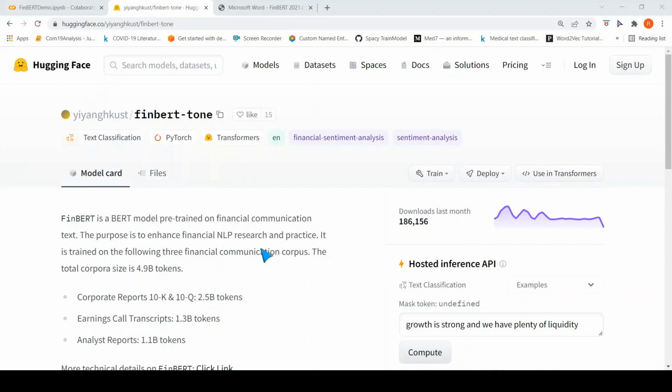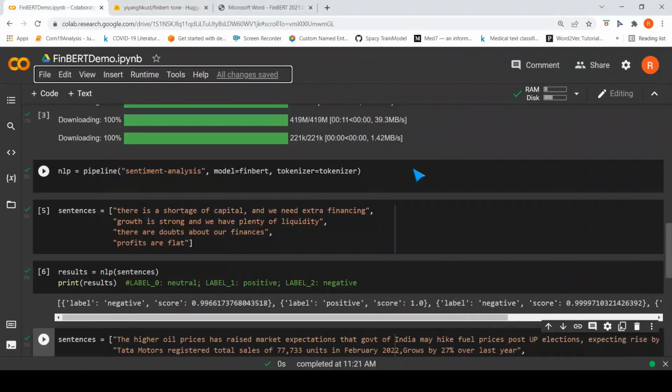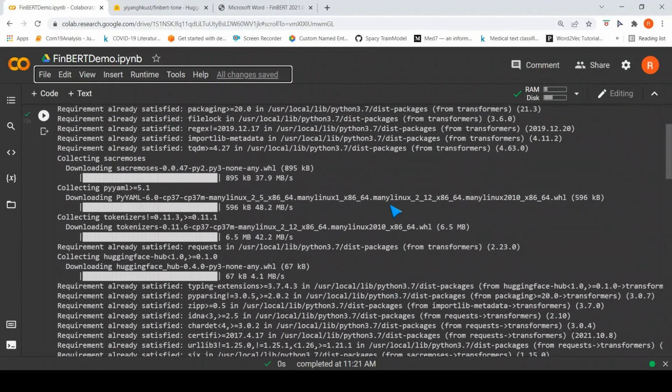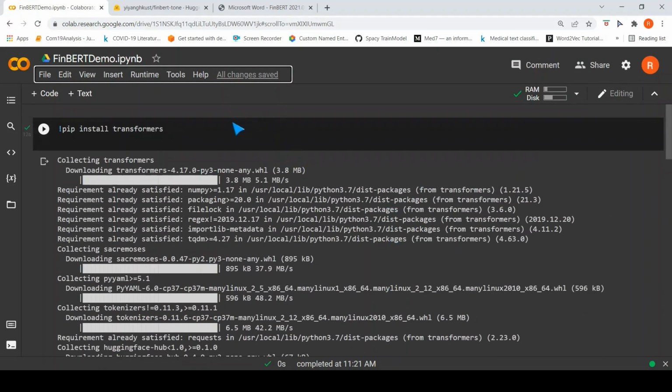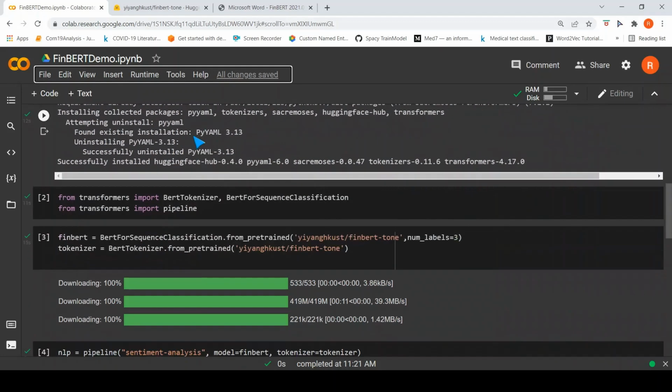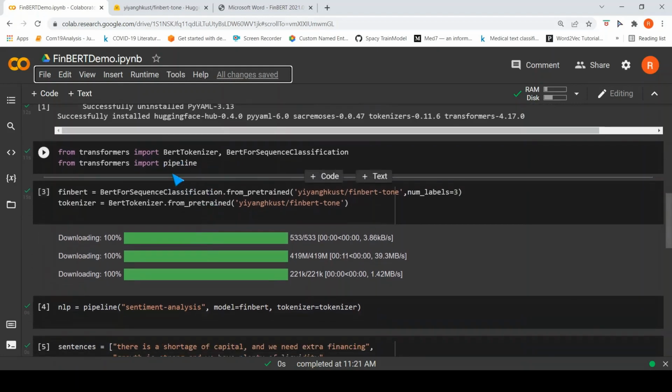Right, what we can do with FinBERT. We can do financial sentiment analysis with FinBERT. For this, in your Google Colab notebook, you have to install the transformers library. Once you have installed the transformers library, you import BertTokenizer and BertForSequenceClassification because we want to do sentiment analysis. Okay, and also we need to create a pipeline. That is what is imported over here.